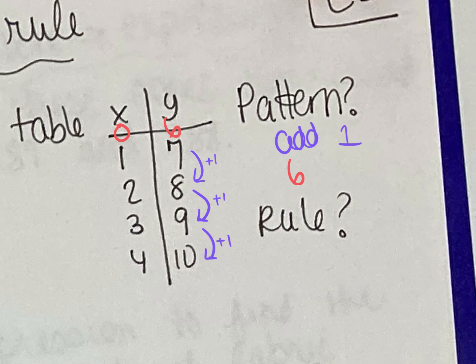Okay, so now my rule is y equals, this pattern goes in front of x and this number goes at the back. So my rule is y equals 1x plus 6. I could also say x plus 6. So this adding pattern is my coefficient. Whoever matches 0 is the number in the back.